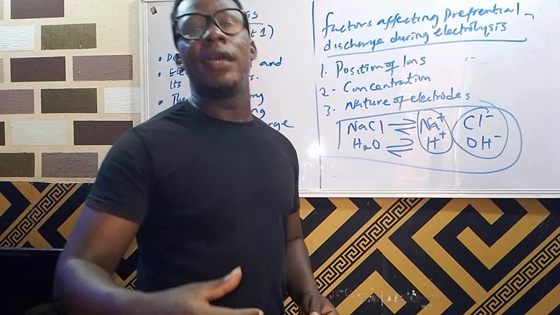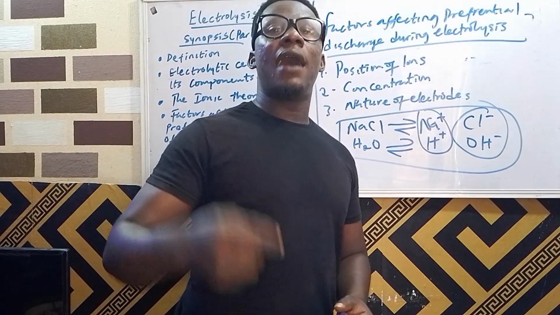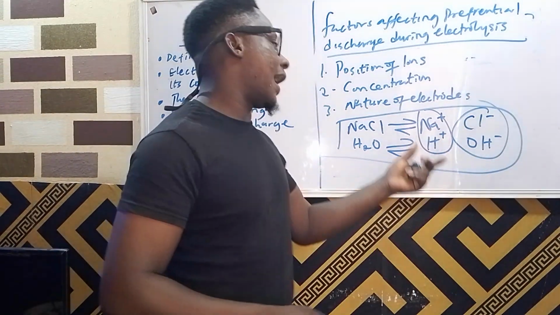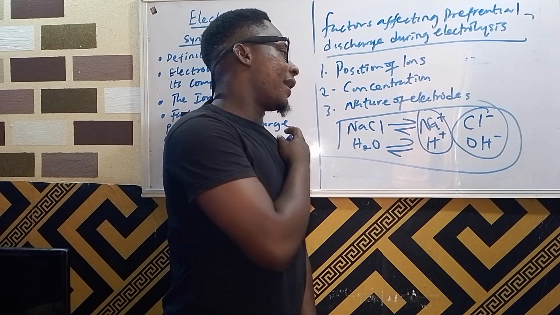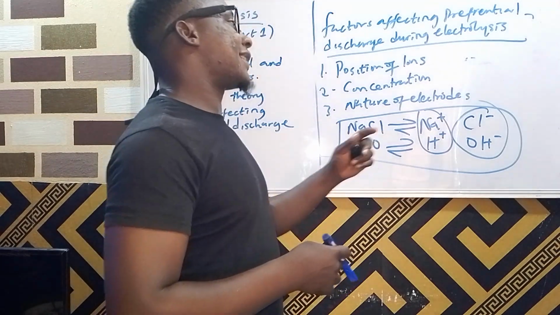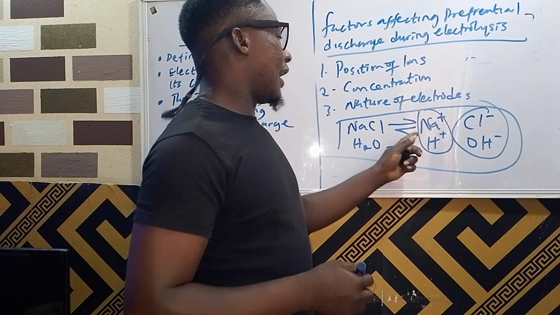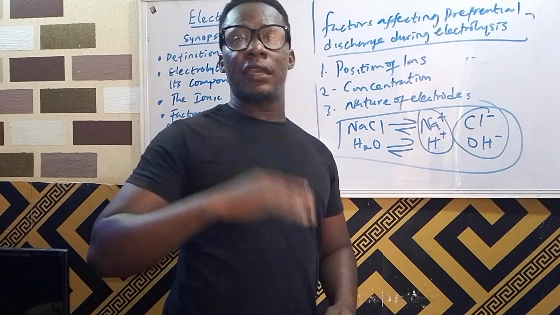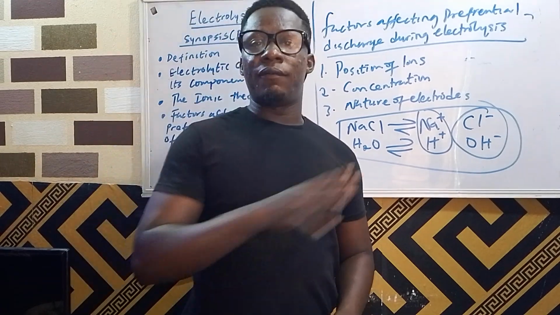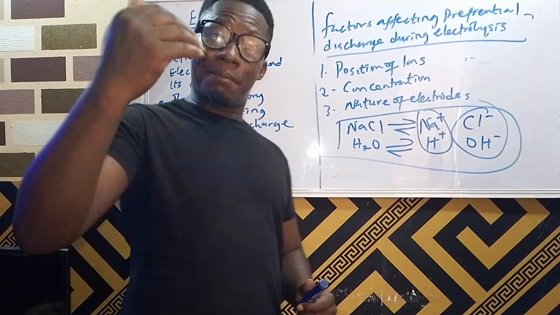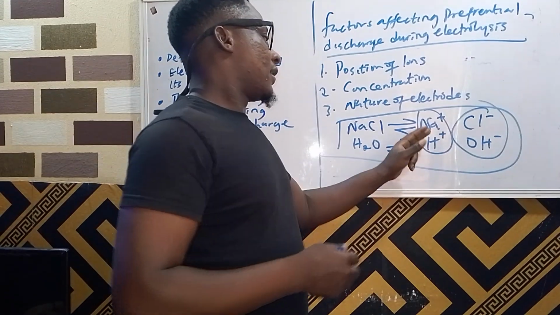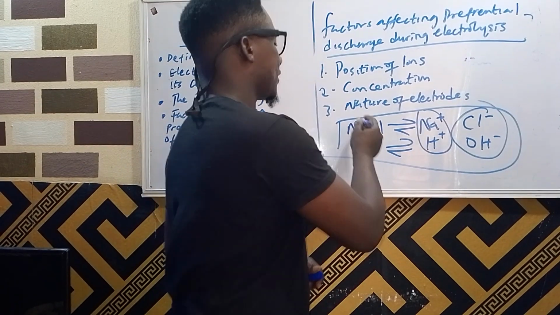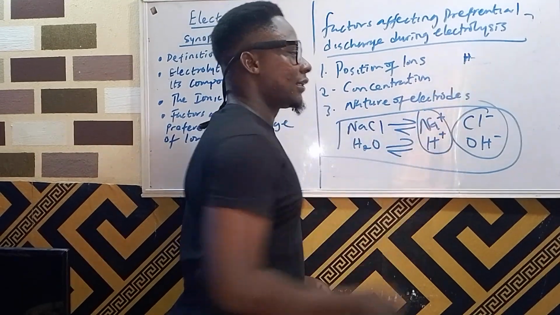Ions that are lower in the activity series are preferentially discharged. Now let's take for instance sodium and hydrogen ion. In the activity series, hydrogen is lower than sodium. You can go ahead and check your activity series under electrolysis. Master it, it's important that you master it. Hydrogen is lower than sodium, so in this case hydrogen will be preferentially discharged.